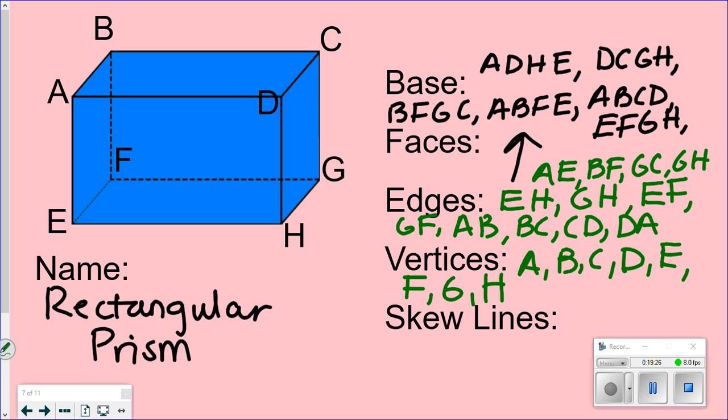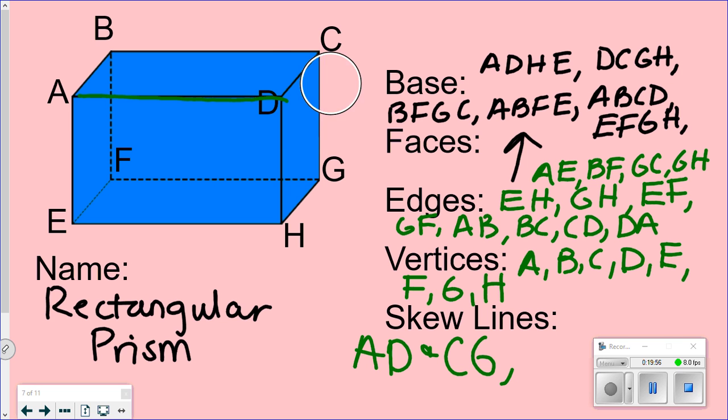Okay. Skew lines. You only need a pair of skew lines. Anybody want to talk about two lines that would be skew? Or take a guess anyway. Anybody want to take a guess? Skew? AB and CG. AB. You bet. That's a pair of skew lines. AB and CG. You only have to list a pair. You don't have to list them all, there's a ton in there. Just a pair.